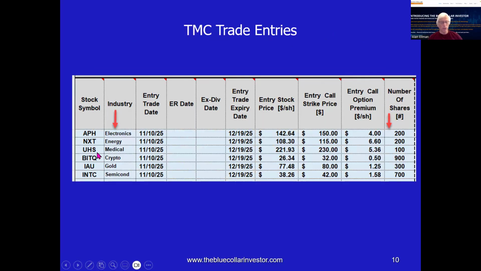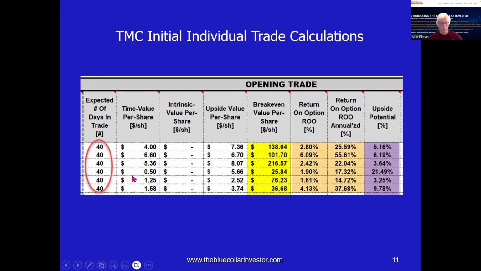Okay, here we go. The 6 securities you see on the far left, the industries where the red arrow is on the left side. The entry date was November 10th, the expiration date 12/19. Remember, it's a 40-day trade. And we enter the price of the stock or ETF. I used all out of the money strikes, which I would use mostly in normal to bull markets. And then the option premiums here. And then remember the number of shares as used by that portfolio setup spreadsheet, 200, 200, 100, 900, 300, 700. Here's our returns. The calculator will tell us, hey, if taken through contract expiration, it's a 40-day trade.